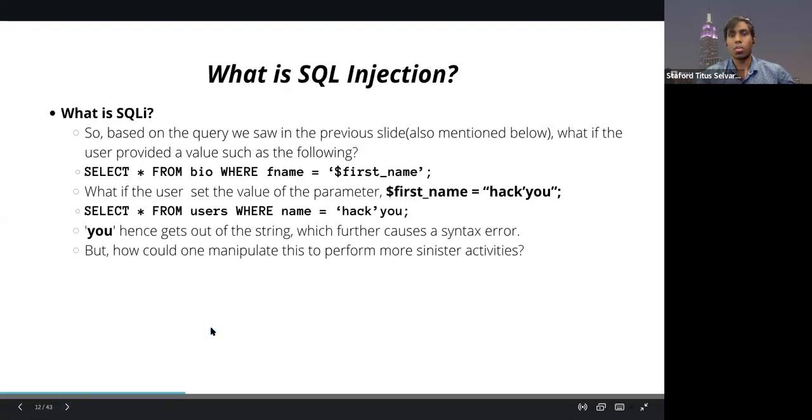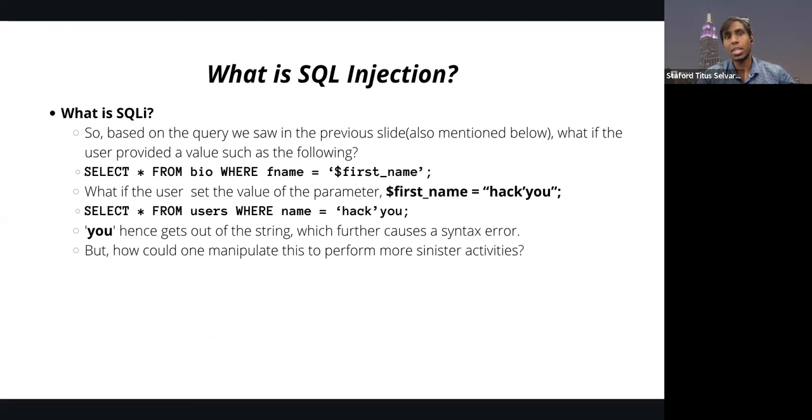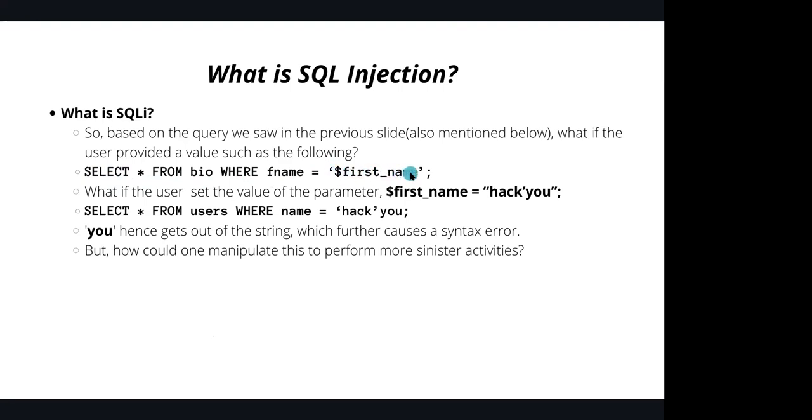So first, what is SQL injection? SQL injection is essentially a basic kind of web vulnerability where we take SQL queries and manipulate them according to our own wish so that we can get privileges or access some data that we are not supposed to access, right? We saw from the previous page select star from bio where f name is equal to first name. So this $first_name is in direct control of our client, right?